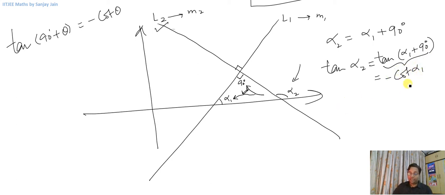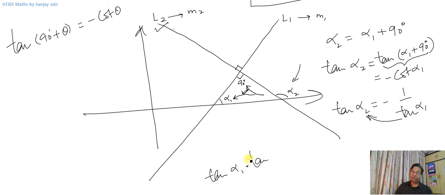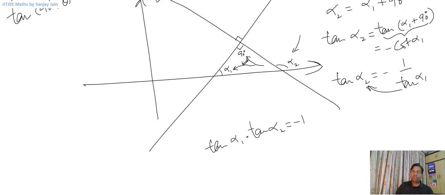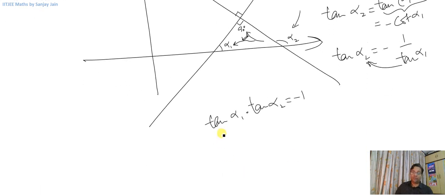Okay, and cot theta can also be written as, let us say, 1 by tan alpha 1, so minus 1 by tan alpha 1. So if I now cross multiply, what will be tan alpha 1 into tan alpha 2? It will be equal to negative 1. What is tan alpha 1? It is the slope of line L1, that is m1, and this is the slope of line L2, that is m2, and it is equal to negative 1.